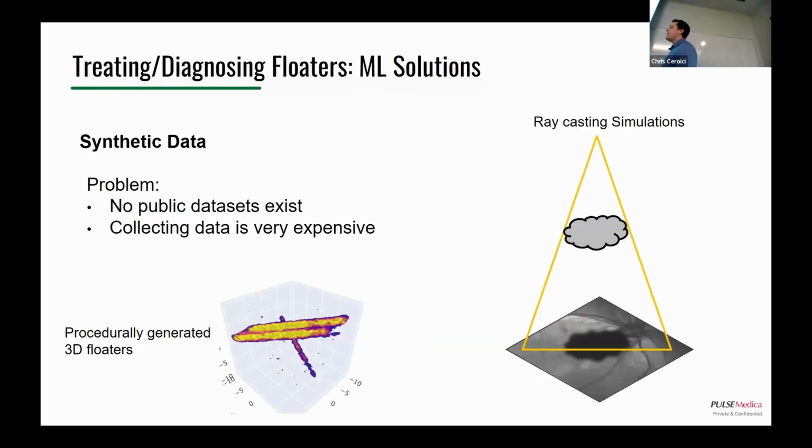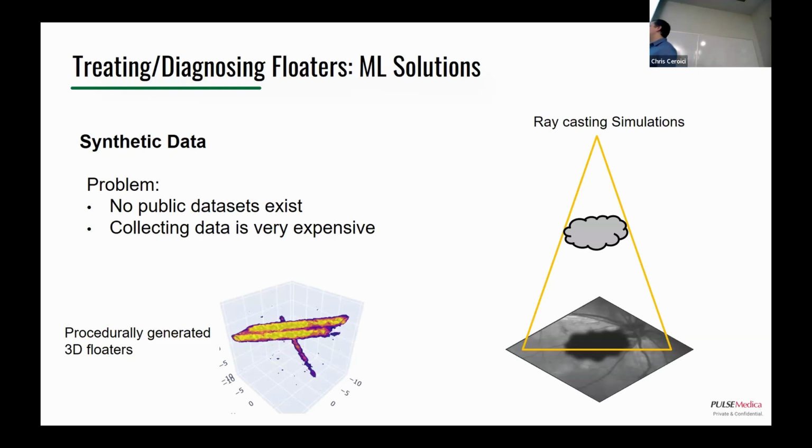One major problem we have, especially at the beginning, is that there are no public data sets of floaters. No one's really captured this kind of data before. So a lot of effort has gone into how do we synthesize data that is realistic enough that we can apply this to actual imaging data. And so here's some examples of synthesizing 3D floaters, or simulated 3D floaters.